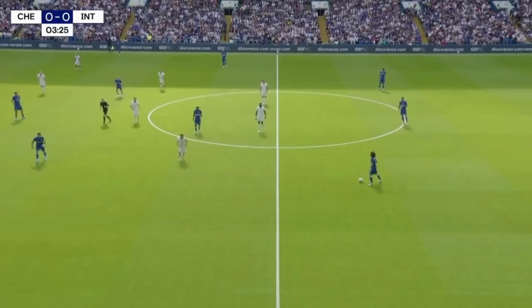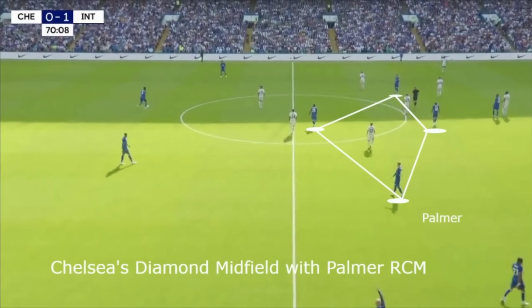You can even see from this clip, Chelsea's 3 centre-backs, Lavia is playing as the single holding midfielder. Look at the position of Gusto, Dewsbury-Hall and Enzo Fernandez. They are actually creating that line of 3 ahead. Now this line of 3 ahead actually created problems for Inter because their midfield 3 was automatically outnumbered.